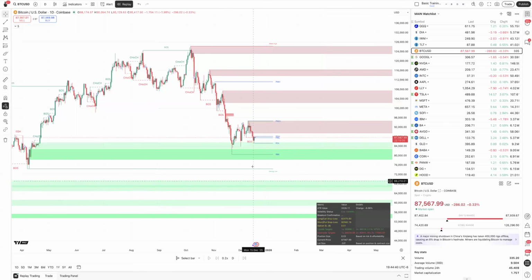So how will we know when Bitcoin is ready to drop? You will see it close a day under 78,000. It's live right now, but you will see it close under this green zone. And that's going to signal that Bitcoin wants to drop lower.